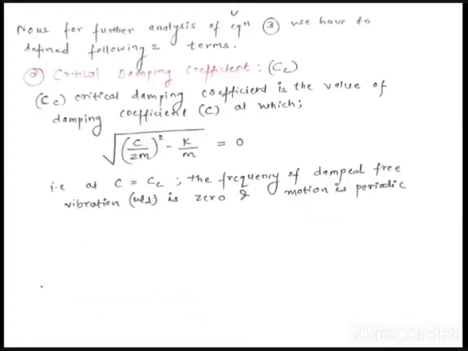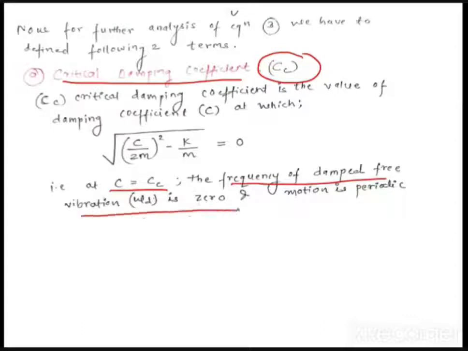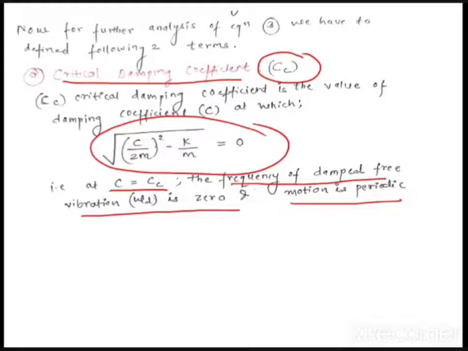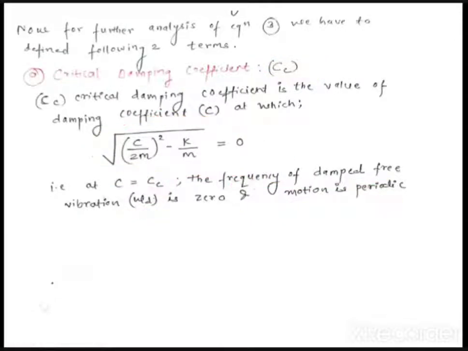Then finally, to do the further analysis, we have to define certain terms. The first is the critical damping coefficient. I already defined yesterday what the critical damping coefficient is. It is denoted by Cc. You know that at C equal to Cc, the frequency of damp free vibration, that is omega d, is 0 and the motion is periodic. So this term, the square root of (C upon 2m) square minus k upon m, is equal to 0. When this term is equal to 0, you can say that C is equal to Cc, and the corresponding term is called the critical damping coefficient. That also we have seen yesterday.